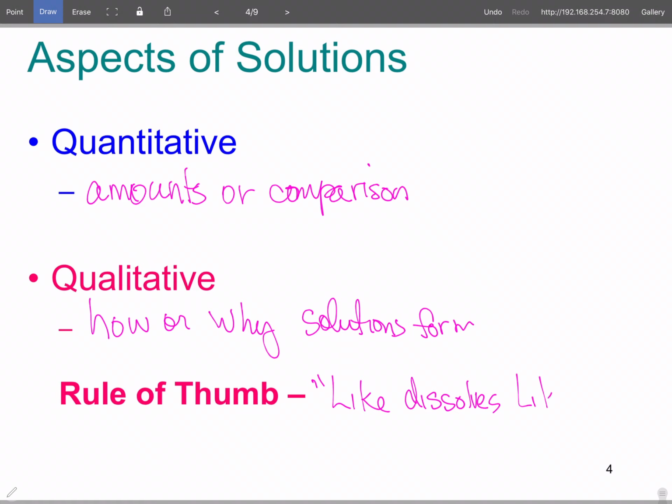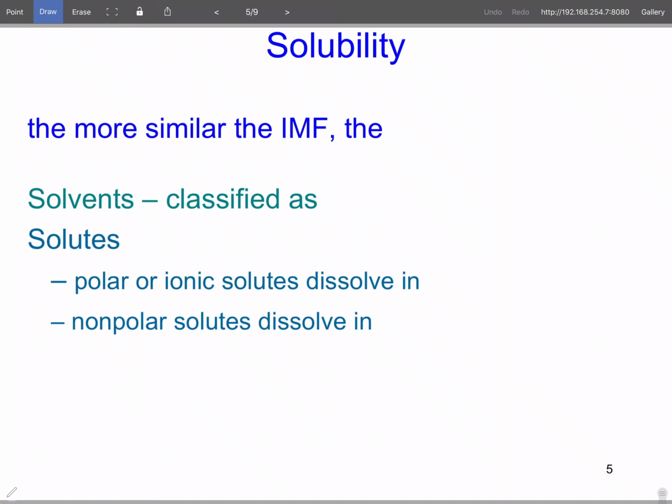And so the general rule of thumb is like dissolves like. Now this is no different than anything else. If you go to a party, you tend to hang around with the people you know. Most people, there are a few, who will go hang out with people they don't know, but you tend to want to hang around with people who are similar to you. Okay, so if we go with the like dissolves like idea, and that will be a theme here in solution formation, the more similar the intermolecular forces, the greater the solubility.